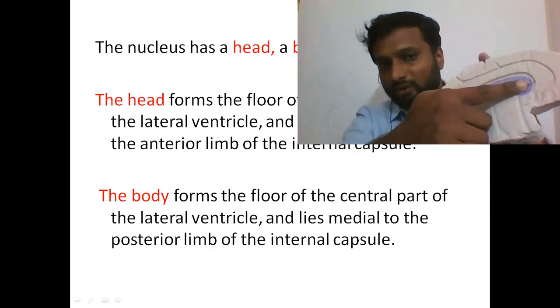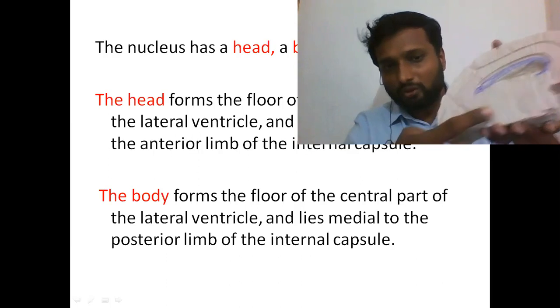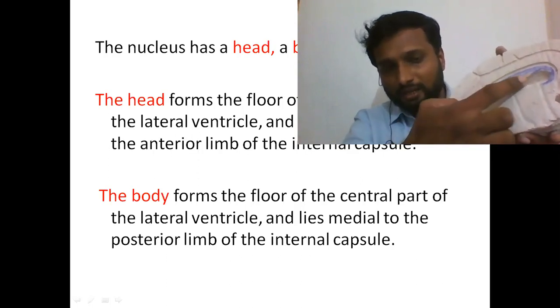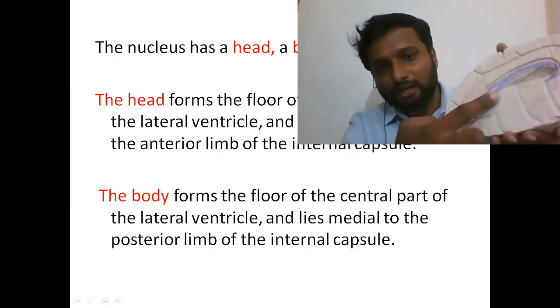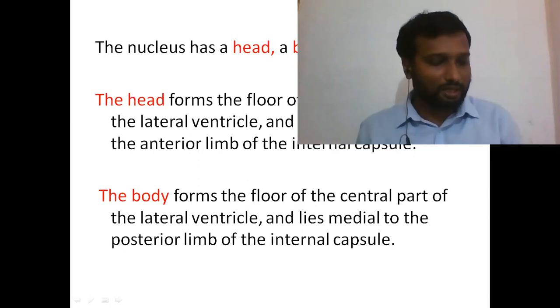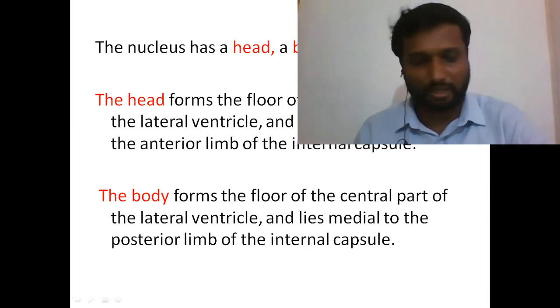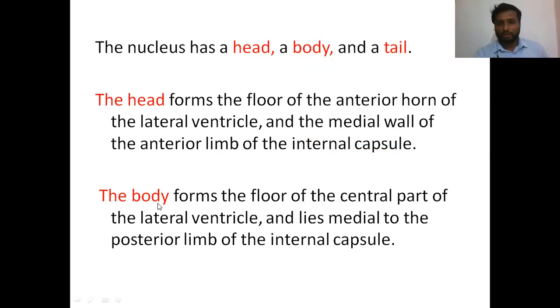So the lateral ventricle has three horns: anterior horn, posterior horn, and inferior horn, and a central part. Those are the parts of the lateral ventricle: anterior horn, central part, posterior horn, and inferior horn. So now it is clear what is meant by the anterior horn of the lateral ventricle.